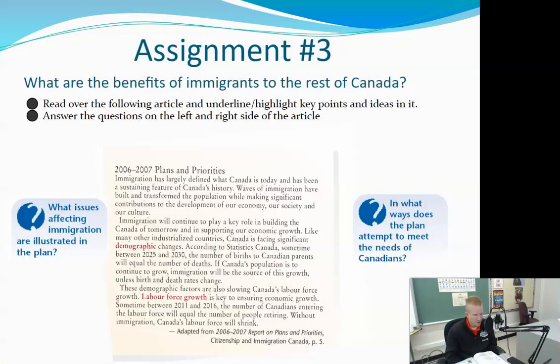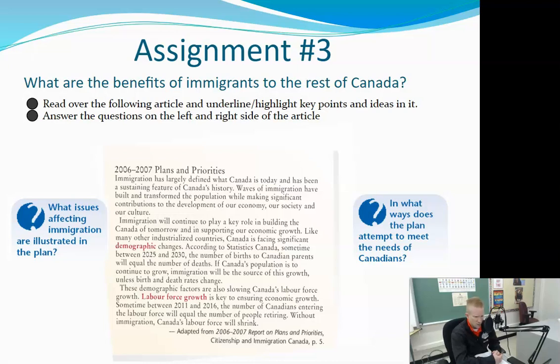And assignment 3. What are the benefits of immigrants to the rest of Canada? So it says read over the following article. You don't have to underline or highlight key points unless you want to. And it says answer the question on the left and right side of the article. So what issues affecting immigration are illustrated in the plan? So what are some problems? And then the last one there is in what ways did the plan attempt to meet the needs of Canadians? So you got 2 points there, a little paragraph, sentence or two for each one. And that's it for that one. So you're going to read your own there. I can read it for you right now, actually.